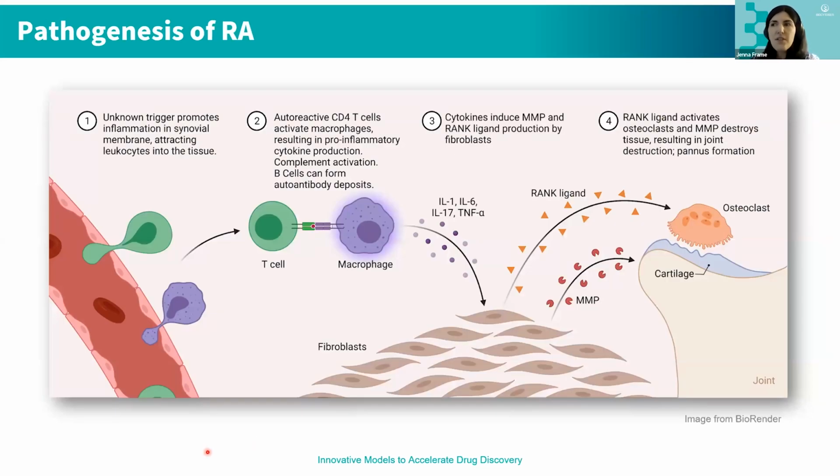Pathogenesis of RA typically involves infiltration of inflammatory cells and autoreactive CD4 T cells into the joint tissue, resulting in pro-inflammatory cytokine production, complement activity, and autoantibody deposits. The cytokines induce production of MMP and RANK ligand by fibroblasts that activates osteoclasts and destroys tissue, resulting in joint destruction and pannus formation.